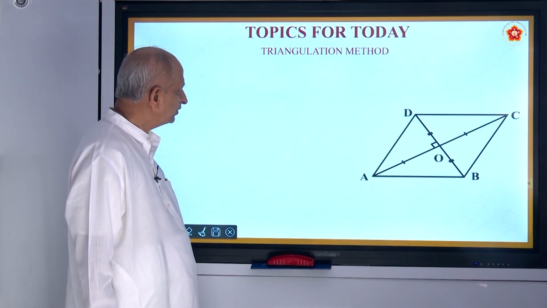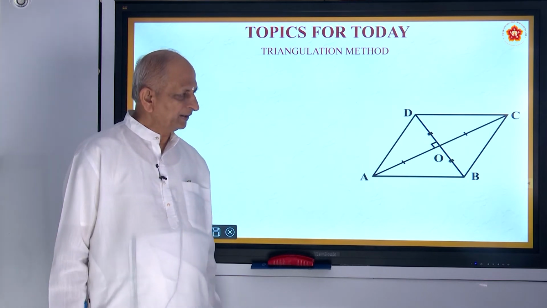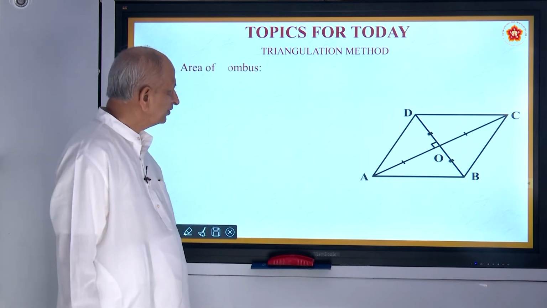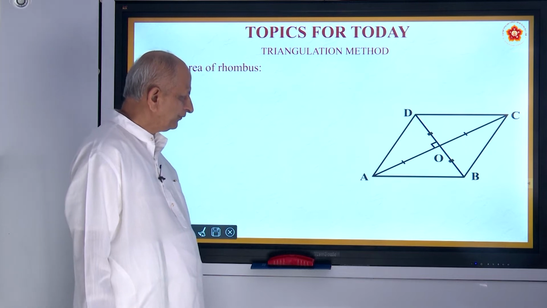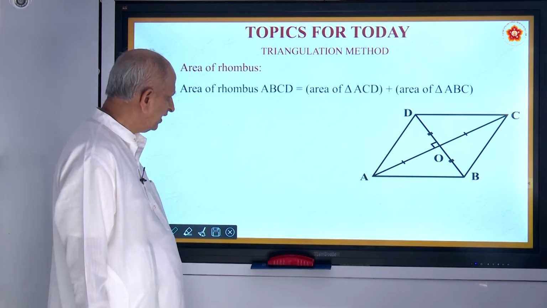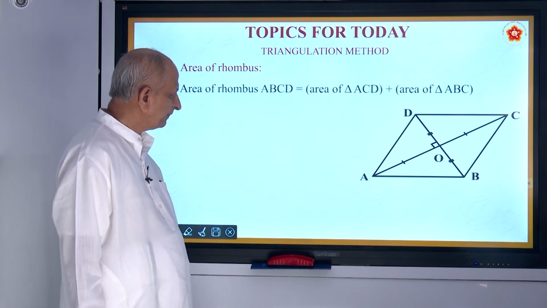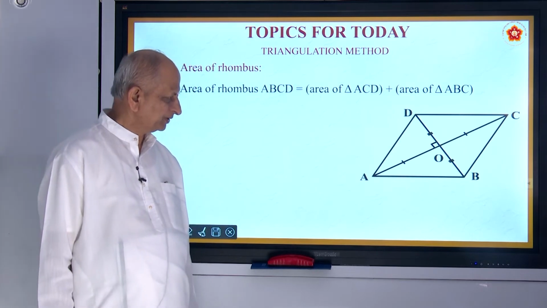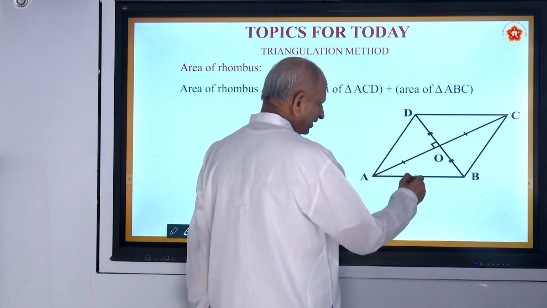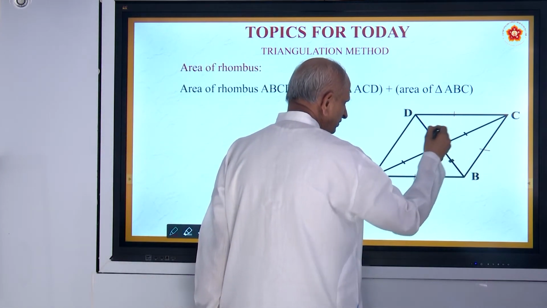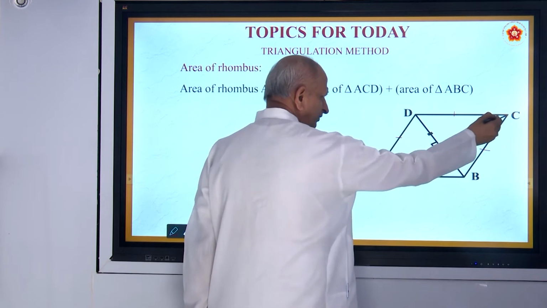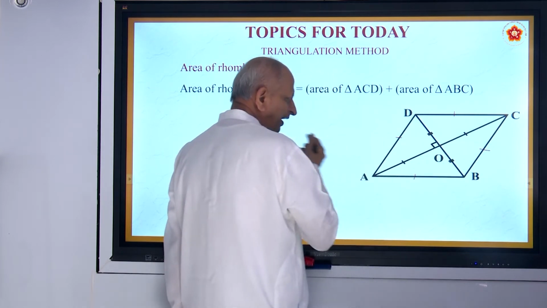Today's topic is about rhombus. It is a very special kind of quadrilateral. So we are going to find the area of rhombus. Before coming to rhombus area, let us just find out the properties of rhombus. What are the properties of rhombus? In a rhombus, all the sides are equal. First point. Second point, the two diagonals bisect each other at right angles.